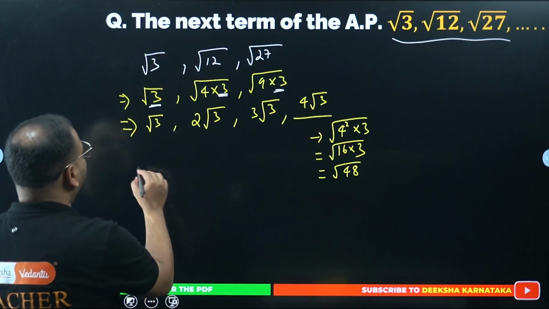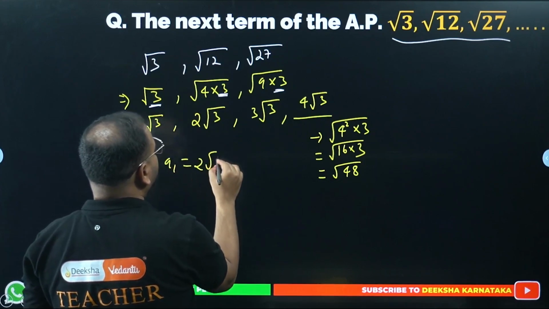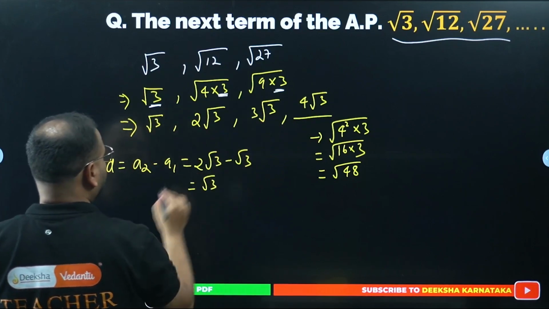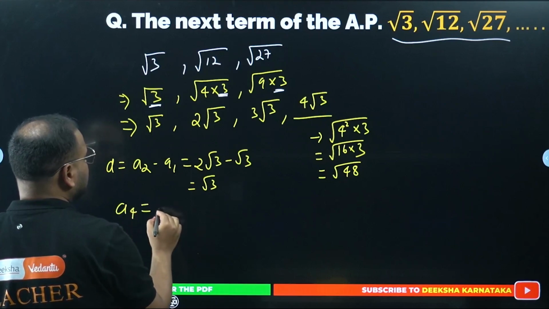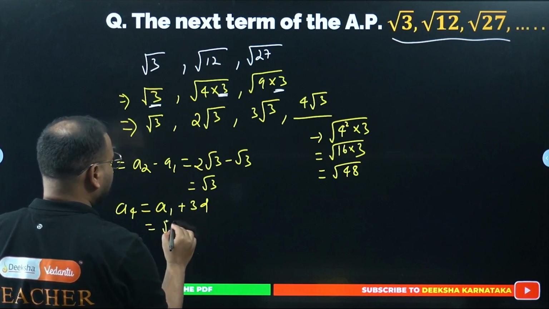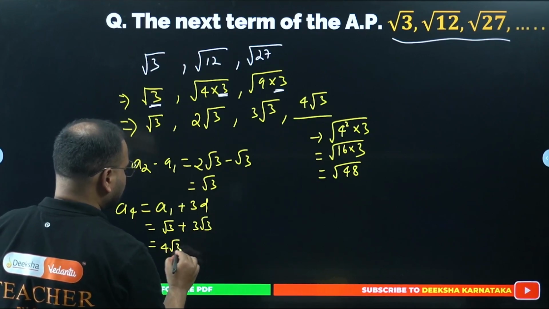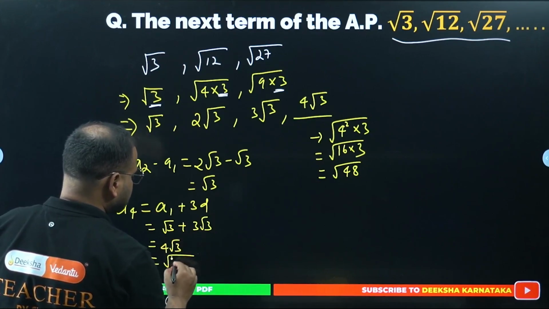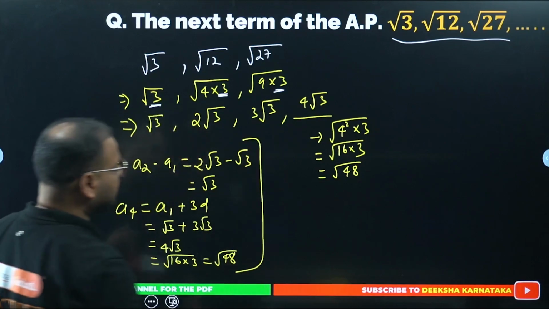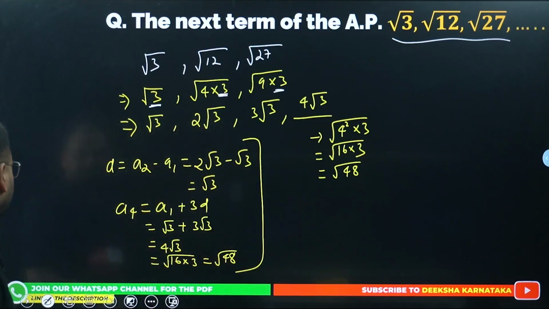If you want to solve it, how will you solve? To find the common difference, D is equal to A2 minus A1, which is 2 root 3 minus root 3, which is nothing but just root 3. Same way, how are you going to find A4? A4 is nothing but A1 plus 3D, right? So what is A1? Root 3. 3D will be 3 times root 3. What is the answer? 4 root 3. Take the 4 inside: 16 times 3, which is root 48. This is the approach using the definition and the formula. This is just the logical approach. Both of them are correct. So the answer is root 48.